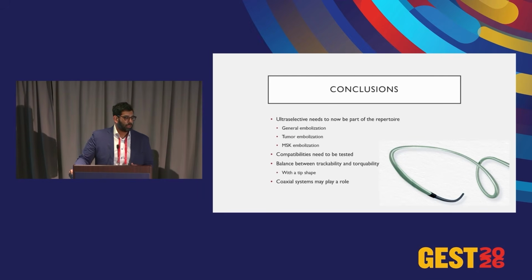So in conclusion, ultraselective needs to really now be part of the repertoire. General embolization, MSK embolization, tumor embolization, absolutely. Really need to have those tools on the shelf and know when to go down those roads. Compatibilities, I think we still need to learn a little bit more, so those will be hopefully coming soon. And then obviously there's the balance of trackability and torqueability, right? And I think that's where that floating of your microcatheter comes into play. Again, I tend to do that a lot. Hopefully we'll continue to have iterations of device that enable that as we go forward, and then same with coaxial systems.